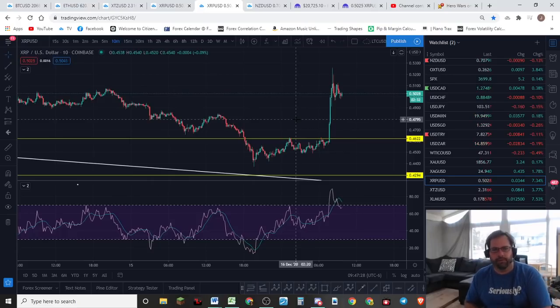Bitcoin also had a move to the upside. We're going to look at that and correlate XRP and Bitcoin and see if we can figure out some targets and some wave action that we think might be happening.